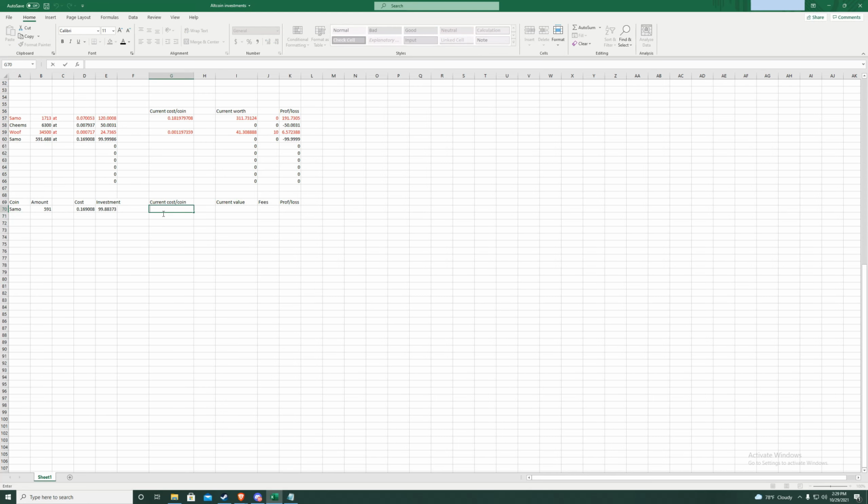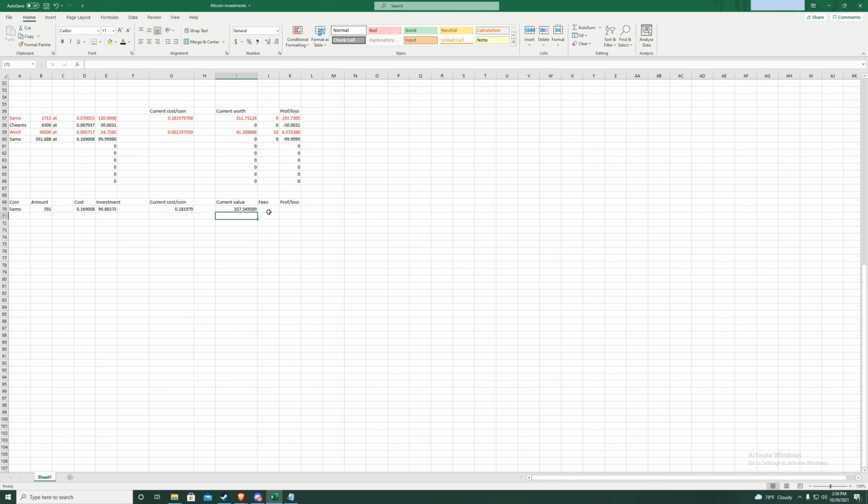The current cost per coin. Let's say it's been 2 hours and we just want to get an idea of what it's worth. Let's say that is its current value. Now for the current value, we multiply the current cost per coin times the amount that we have, or G70 times B70. You will see that the initial investment was just under $100 and the current value is about 107.